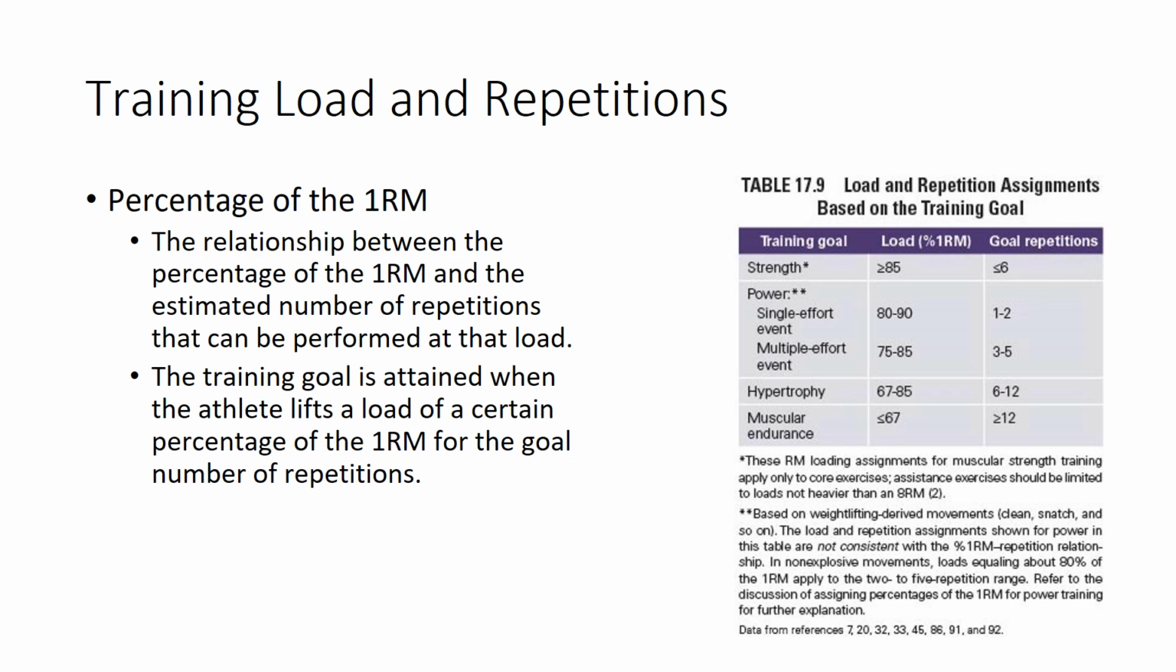So despite the physiological blend of the training effects, the specificity principle still dictates the dominant outcome that is attained and enhanced with a particular training load. The relationship between the percentage of the 1RM and the estimated number of repetitions that can be performed at that load allows you to assign a specific resistance to be used for an exercise in a training session. So the training goal is attained when the athlete lifts a load of a certain percentage of the 1RM for a specific number of repetitions.